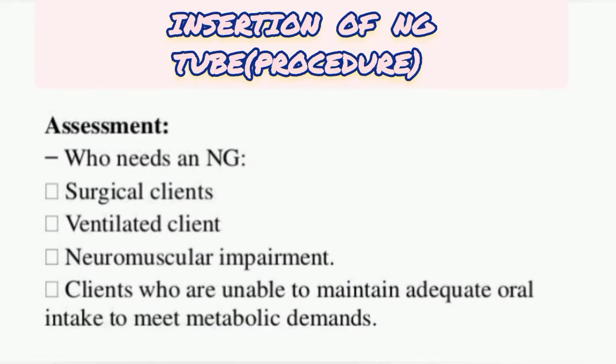Now let us know how to insert an NG tube. First of all, we need to assess the patient. We have to assess the surgical clients, we have to assess the ventilation status, we have to check whether the client has any kind of impairment in neuromuscular function, and clients who are unable to maintain adequate oral intake to meet metabolic demands. So we have to assess all these things before inserting the NG tube.